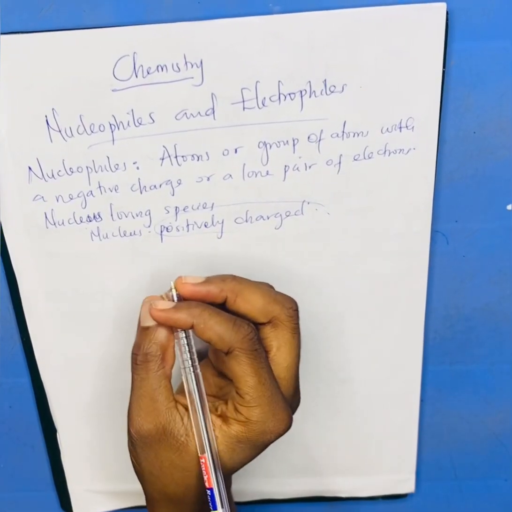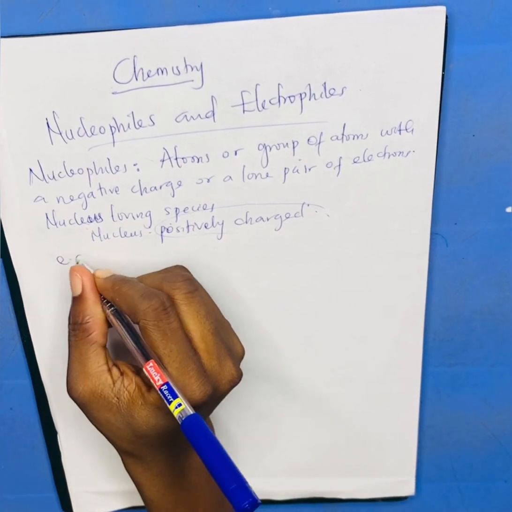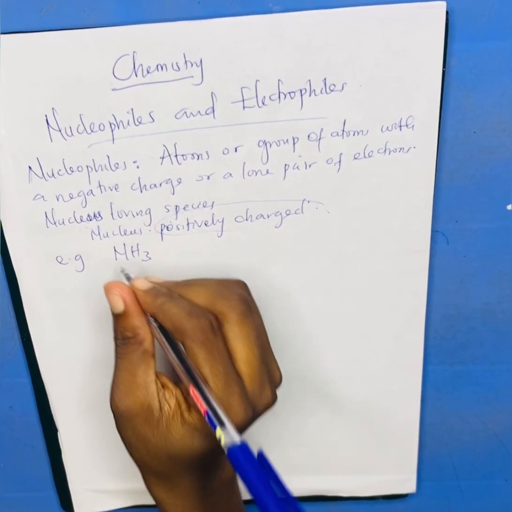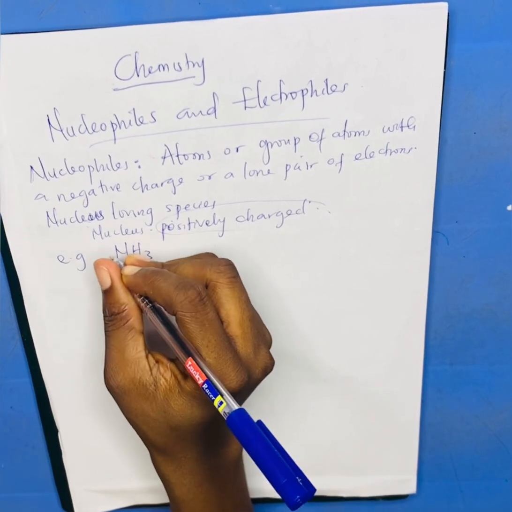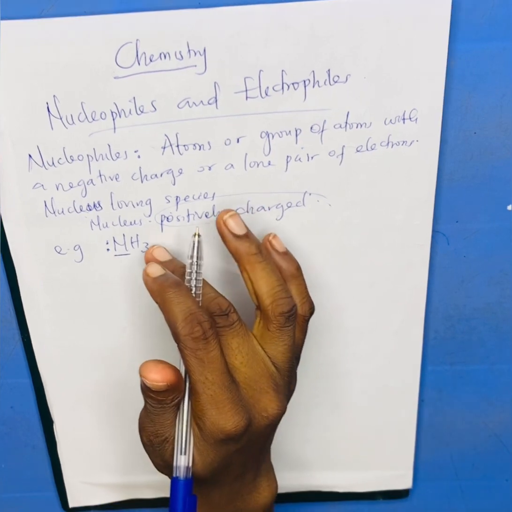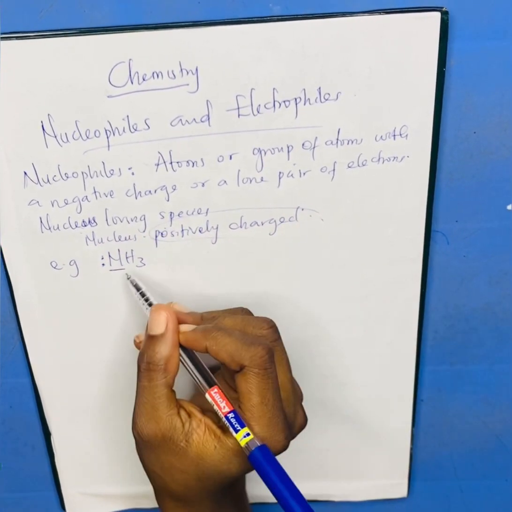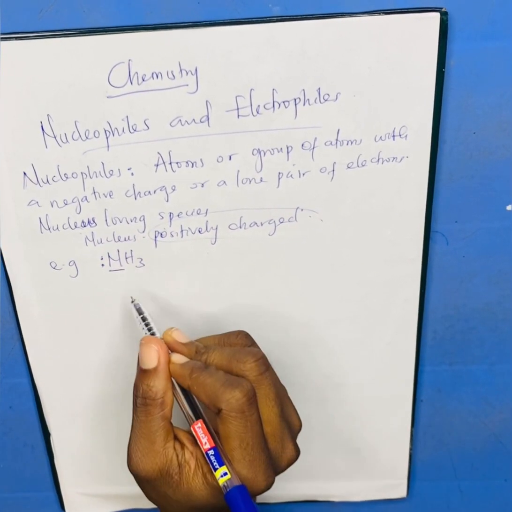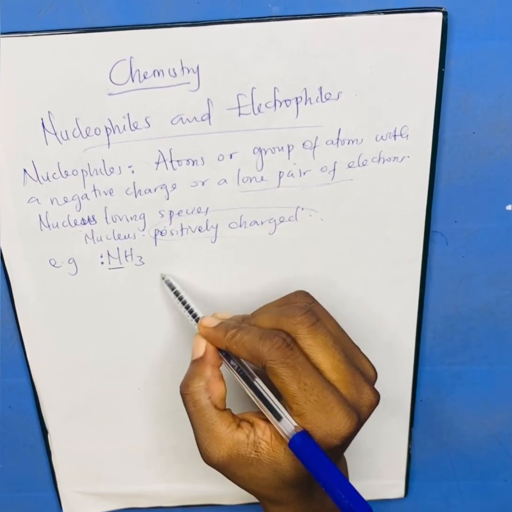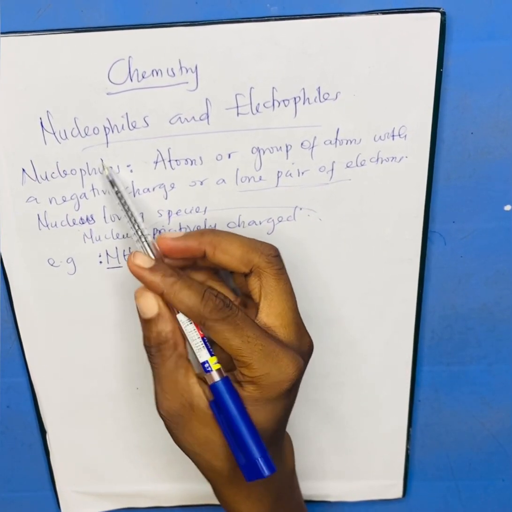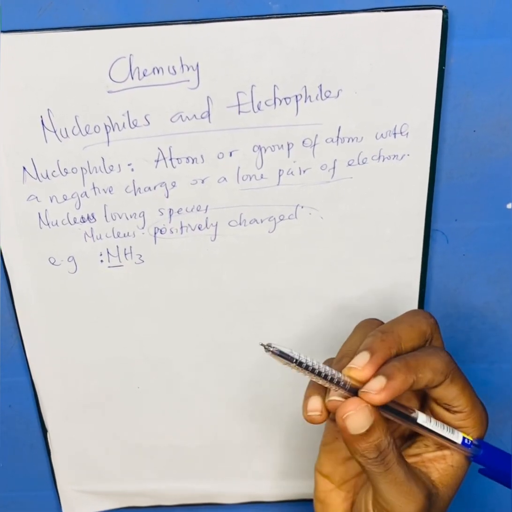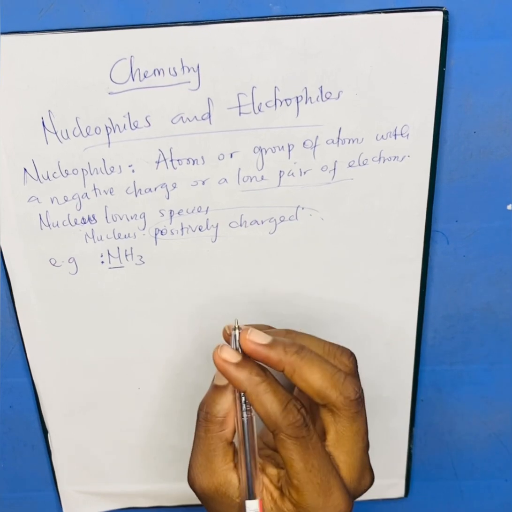So examples of nucleophiles are NH3. Ammonia has a nitrogen atom that has a lone pair of electrons. Because of this presence of a lone pair of electrons, it qualifies to be called a nucleophile, and so it will love anything that is positively charged. So that's ammonia.